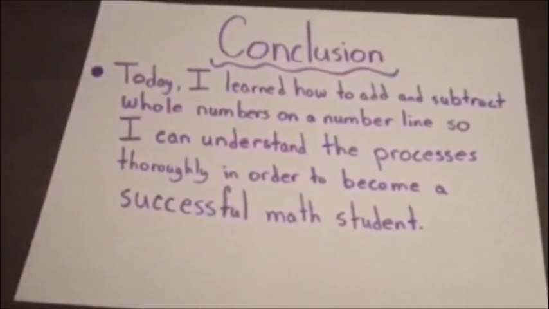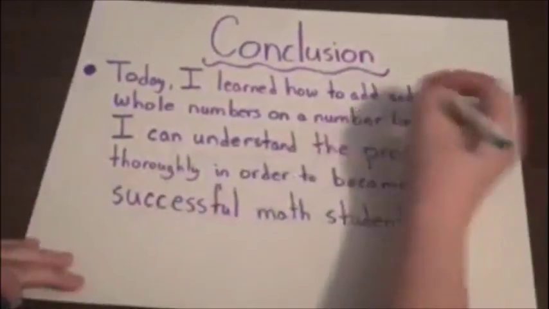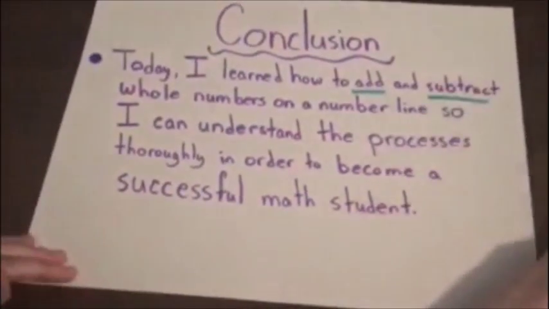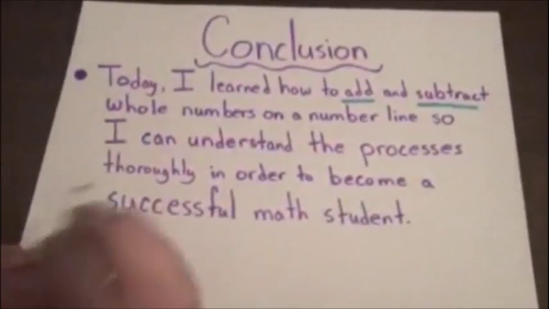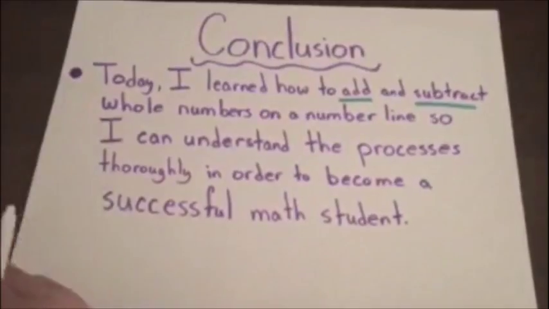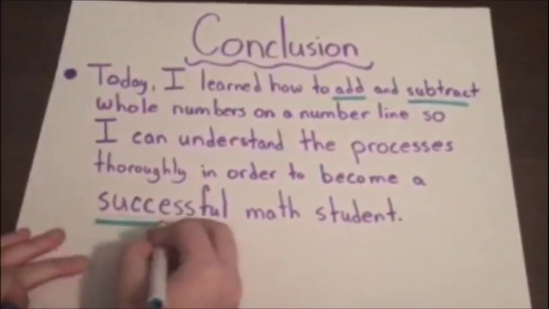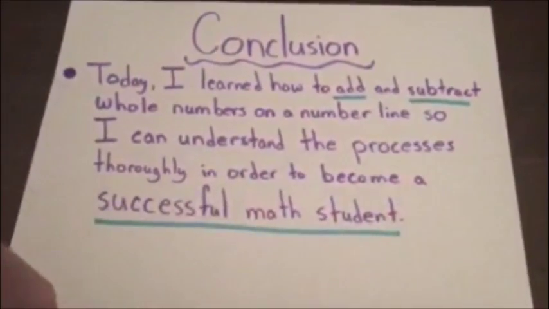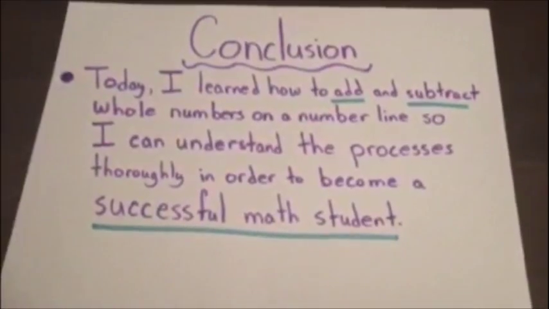And in conclusion, we're going to go over what you learned today. Today, you learned how to add and subtract whole numbers on a number line so that you can understand the processes thoroughly in order to become a successful math student. These are very important processes to know for math, and I hope you learned lots of things about addition and subtraction and enjoyed the video.